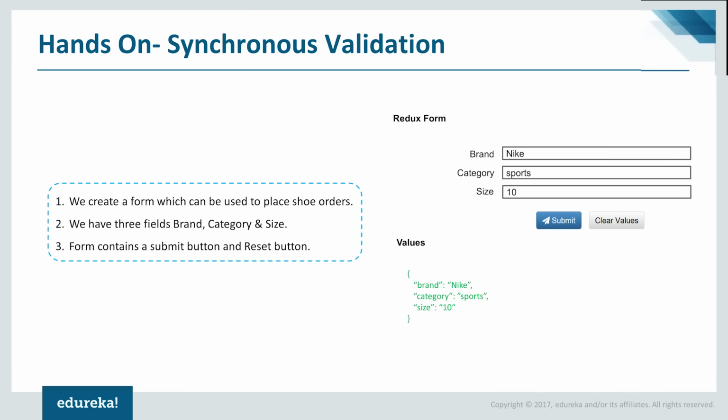The form which we saw: if I have written brand Nike, category sports, size is 10, the JSON object is getting created with the values. So what we did is we created a form which can be used to place shoe orders, for example. So we have three fields: brand, category, and size. And this form contains a submit button and a clear values, let's say reset, button.